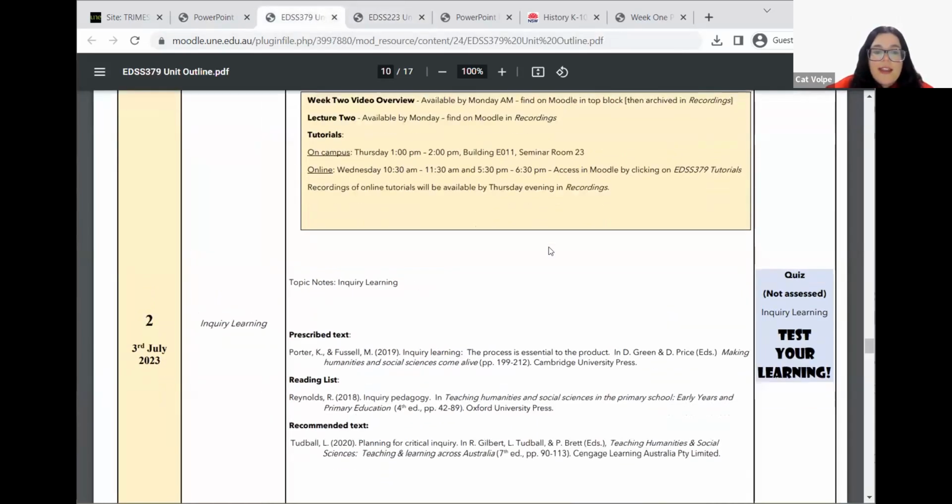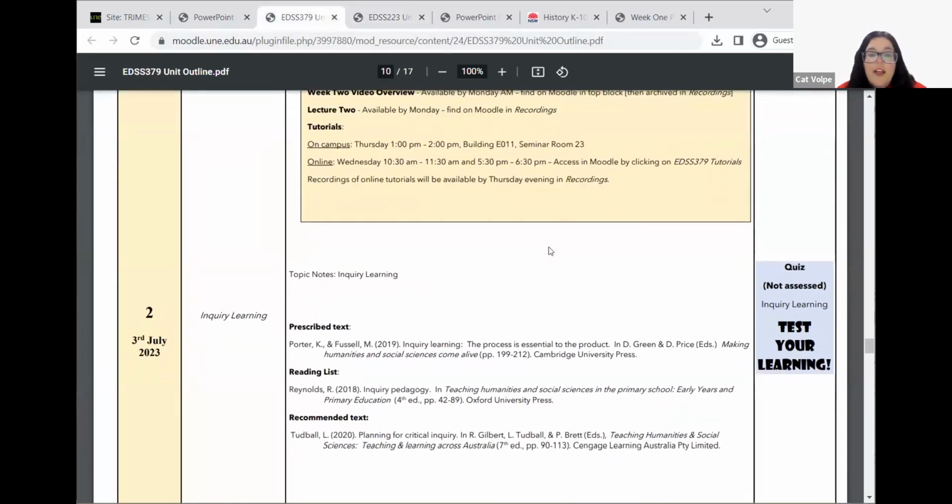You're looking at the Porter and Fussell reading, which is in the textbook. Also in the reading list, there's another reading by Reynolds. If you have the recommended text, or you can choose to get the chapter from the library, you can look at Planning for Critical Inquiry. This week, make sure you get through those readings.